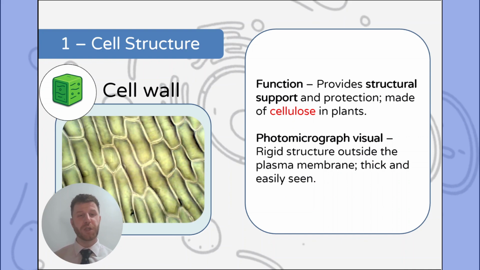Photomicrograph visual, usually quite an easy one to see. You've got that first layer around the outside, which is a cell membrane, because don't forget plants do still have a cell membrane, but around the outside of that and in between each of what looks like a cell structure is a cell wall, and that looks like that slightly yellowed block around the outside of each of those cells there.